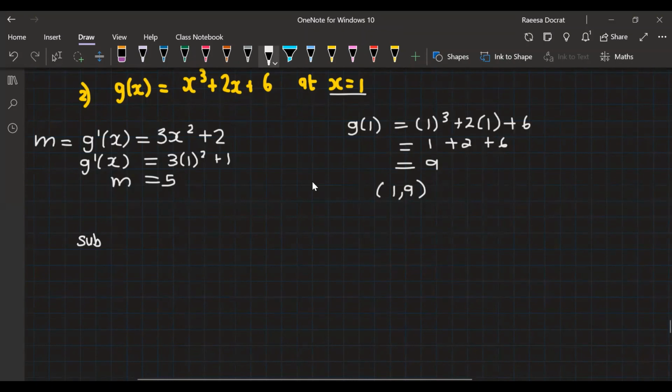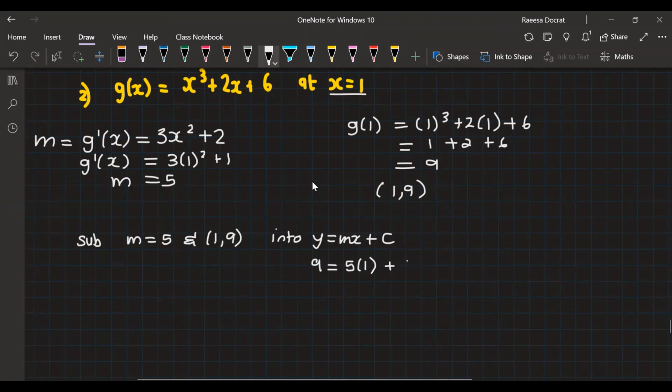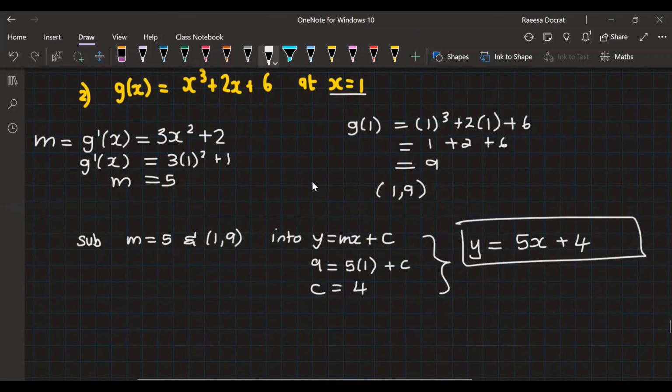So we substitute our gradient being equal to 5 and our coordinate into y is equal to mx plus c, and solve for c, the y-intercept. In the place of y, we have 9. In the place of m, we have our gradient, which is 5. In the x, we have 1, and then we have c. Solving for this, we get that c is equal to 4. So therefore, our equation is y is equal to 5x plus 4. This is the equation of the tangent.